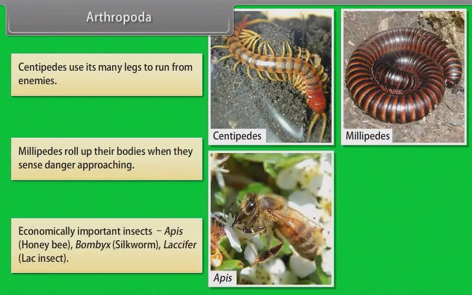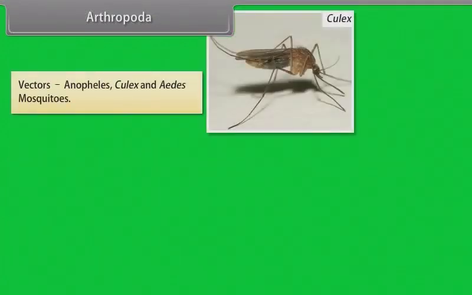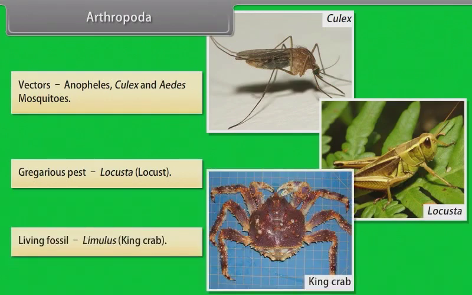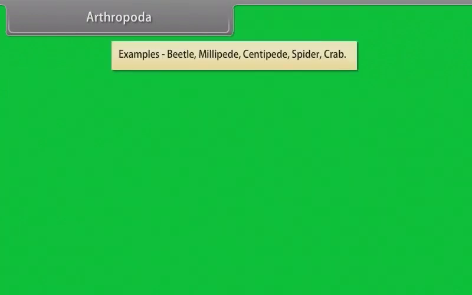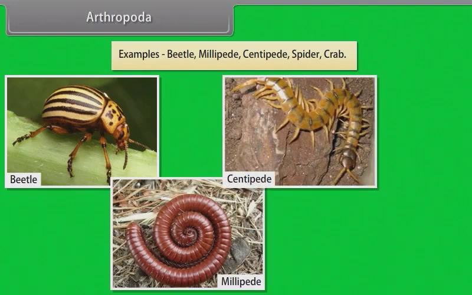Economically important insects: Apis, that is honeybee, Bombyx, that is silkworm, and Laccifer, that is lac insect. Vectors: Anopheles, Culex, and Aedes mosquitoes. Gregarious pest: Locusta, that is locust. Living fossil, that is Limulus or king crab. Examples: beetle, millipede, centipede, spider, crab.